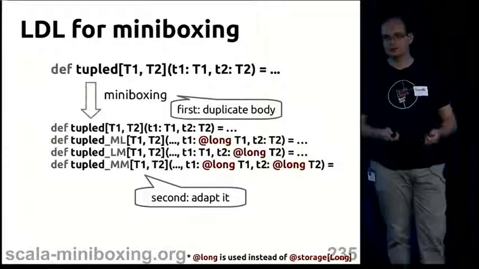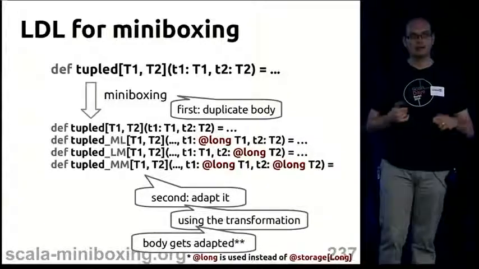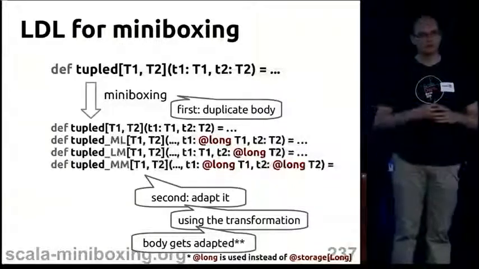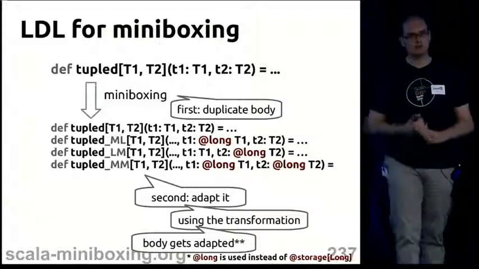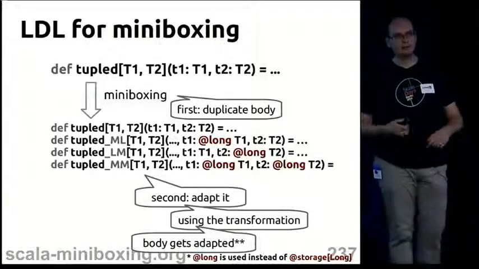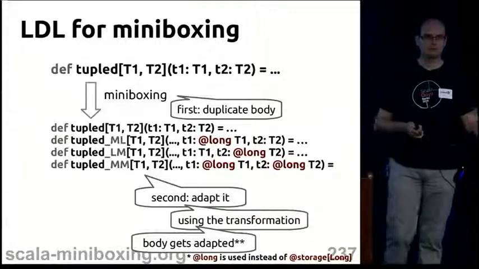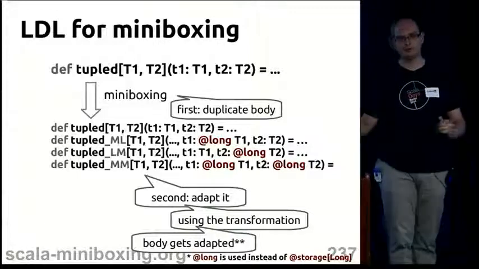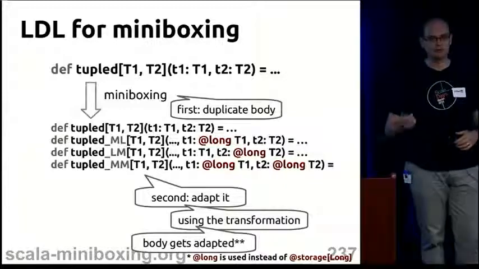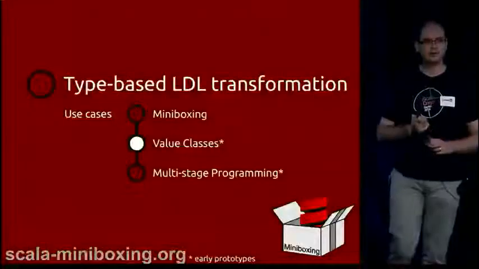We annotate those values that change the type. And we use the transformation inside the body. And the body gets adapted. And that's all there is to do. Create several methods, use a transformation on them. The bodies get transformed in a consistent and optimal way. And then we can rewire, knowing we have different versions of the method, to the most specific one. For example, if we had tupled of 5 and 5, two integers, we would just use the tupled mm, which is the specialized one for our use case.